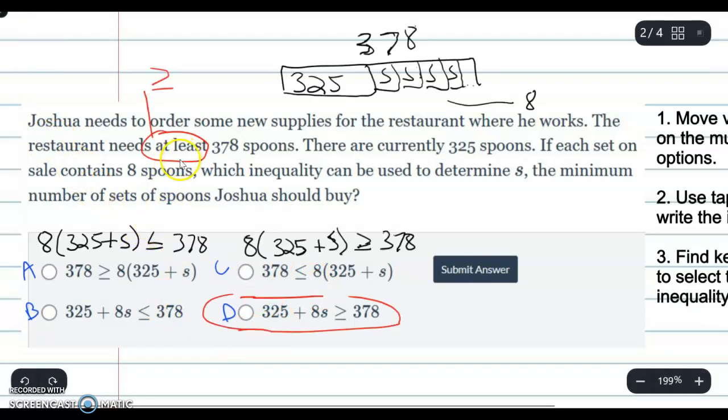Okay, so here's the last problem here. I've got the problem swapped around so that the variable's on the left. I did that first right here. And then next thing I did is I went ahead and did my tape diagram. Realized that my total is 378, and I'm going to multiply the S number of spoons times 8 here. Then I found my key phrase, which is at least, which means greater than or equal to. And then that'll lead me to my answer being D, 325 plus the 8 times the number of S's here, greater than or equal to 378.